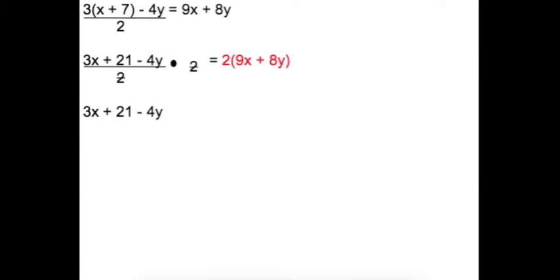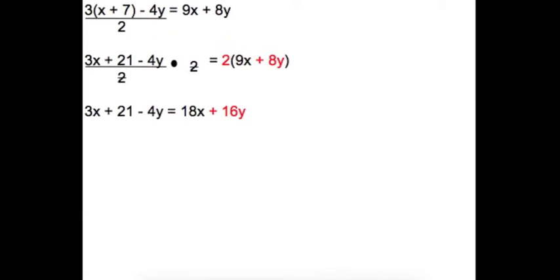Remember, when we multiply or divide a side of an equation by a number, we need to do it to each term on that side. So we need to do 2 times 9x, which is 18x, and 2 times a positive 8y, which is 16y. We still have a y on each side of the equation.